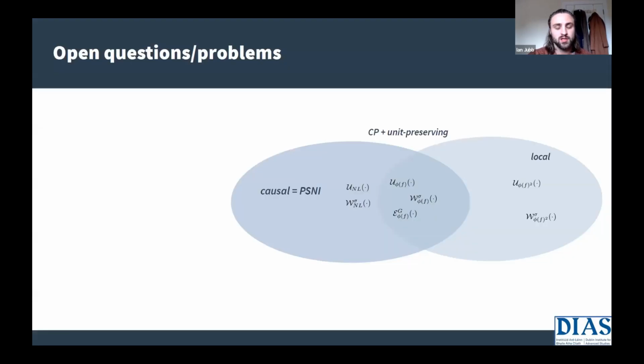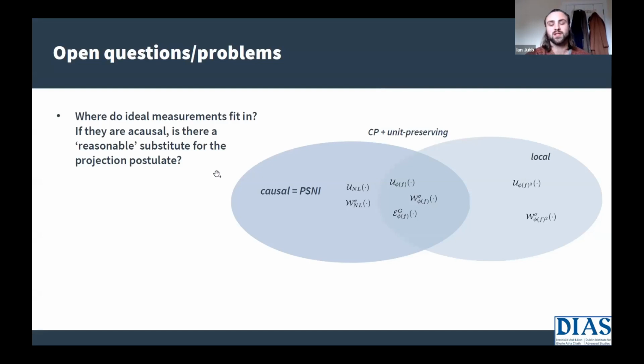So I just want to finish with some open questions and problems. I mentioned ideal measurements at the beginning, but where do they fit in this picture? So given some local observable, we can think about its ideal measurement. It will certainly be a local operator, a local update map, sorry. And we're actually getting evidence to suggest that it's not causal, so it would sit in here somewhere. But then if that is the case, if we're thinking about an operationalist theory of QFT, do we want to think about some sort of reasonable substitute for the projection postulate then, if the usual projection postulate is going to give us acausal operations?